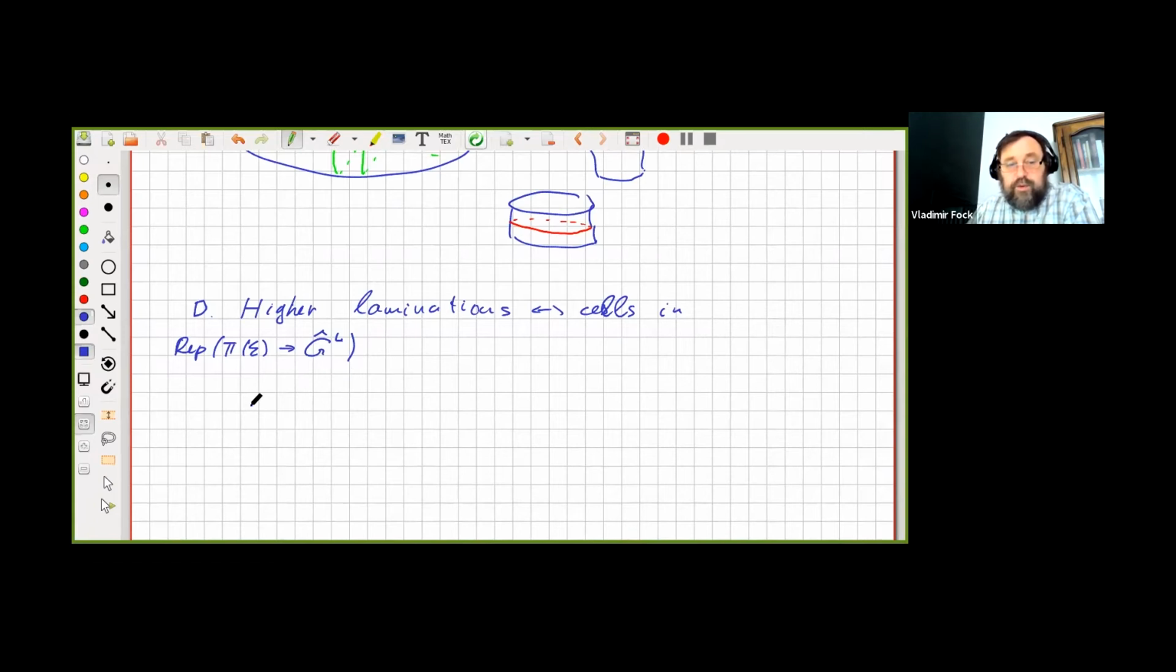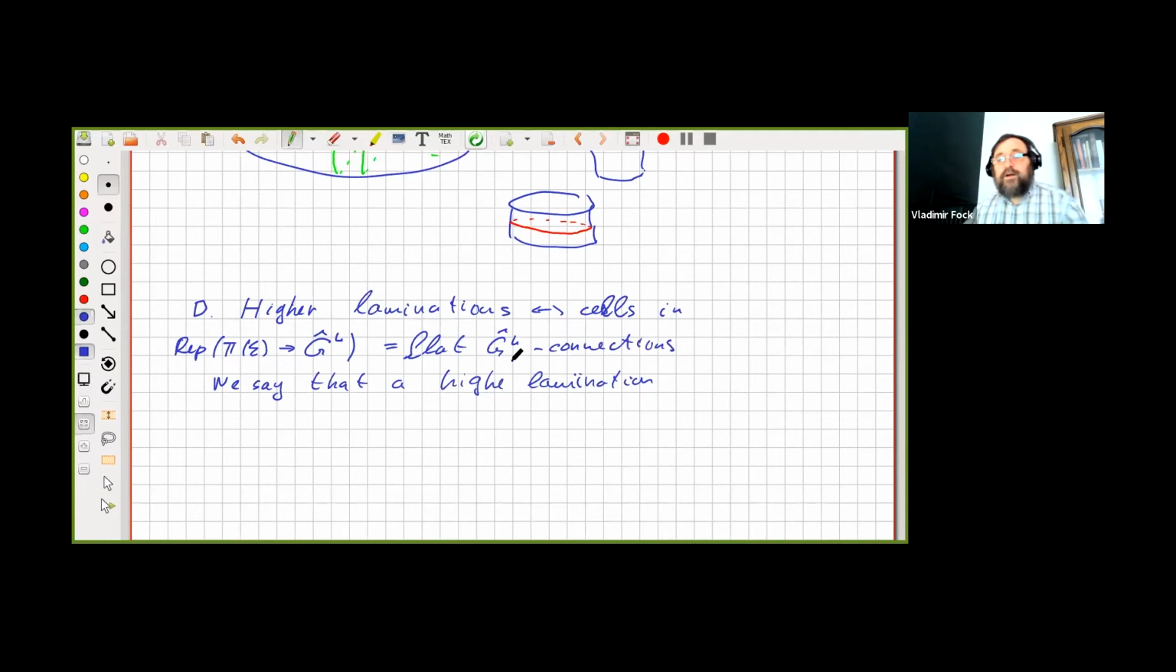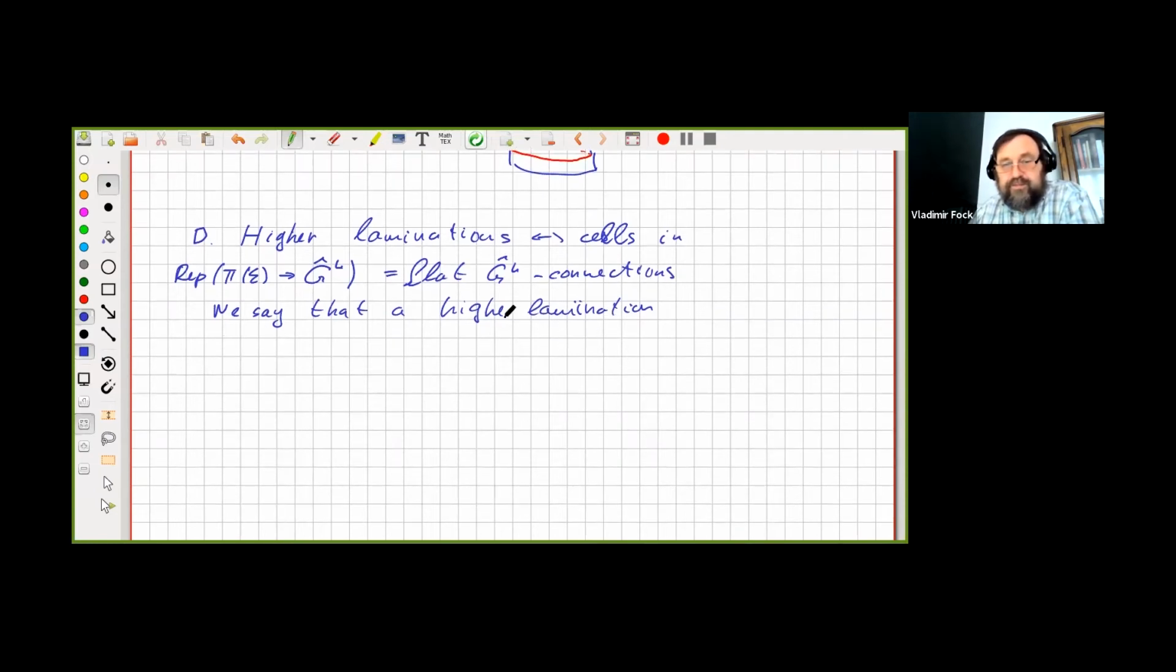So how to do that? If you have high laminations, we say that a high lamination... So this is a representation. I imagine that as flat connections or local systems, flat GL hat connections. For the simply laced case, there is a difference between GL and G, but it is not very strong, so here you can ignore it for a moment.